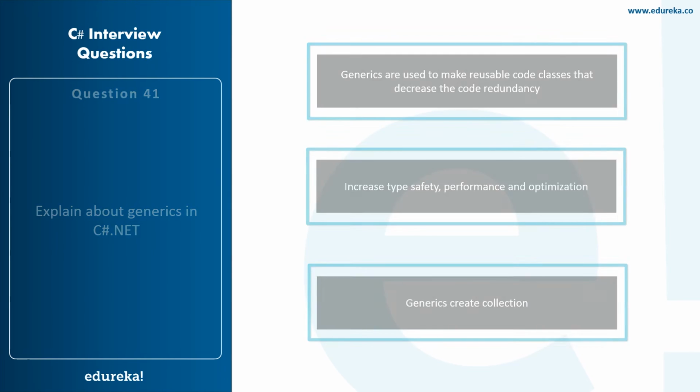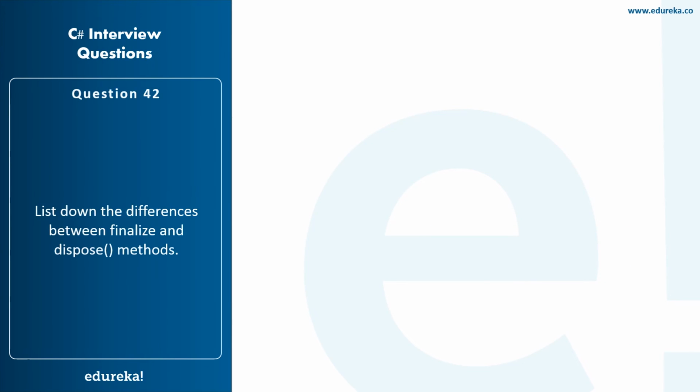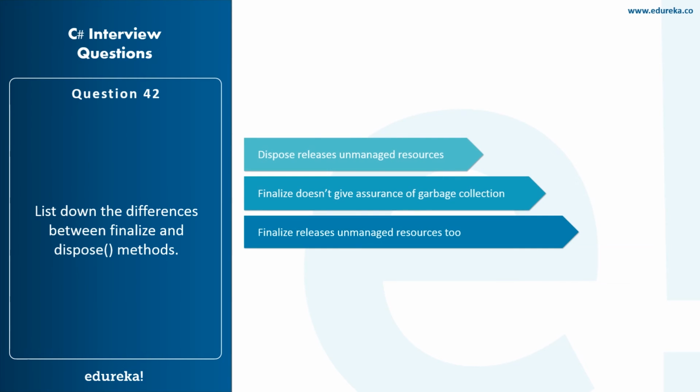And I'll move on to the next question, which says list down the differences between finalize and dispose methods. Dispose is called when we want an object to release unmanaged resources. So dispose basically releases unmanaged resources. Whereas finalize is used for the same purpose, but it doesn't give you assurance of garbage collection. This is one major difference between these two. So it doesn't assure you of the garbage collection of the object. And these are the differences between finalize and dispose methods.